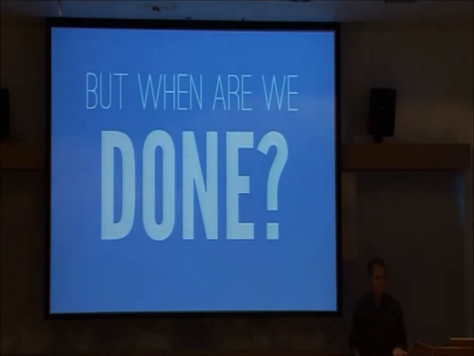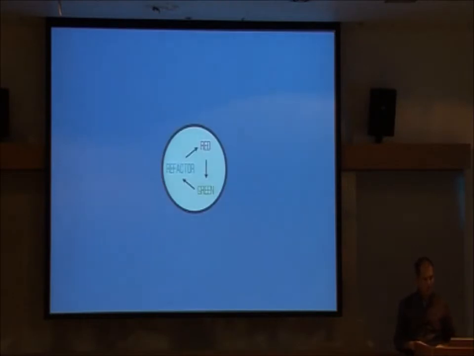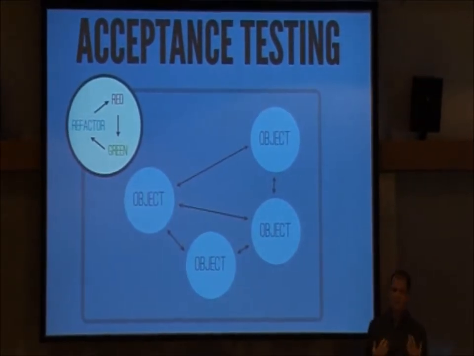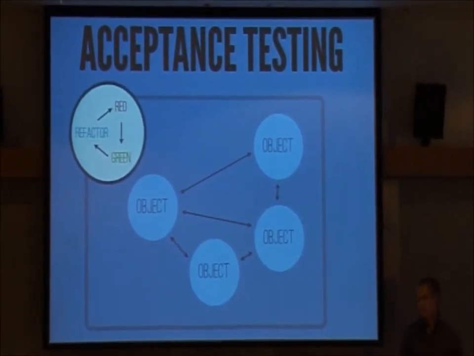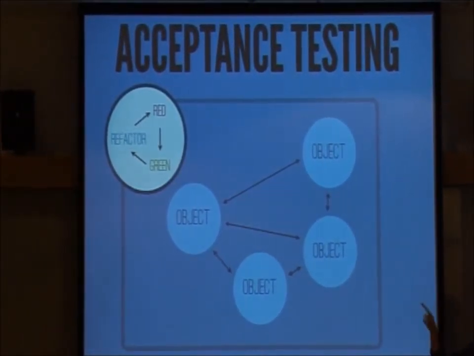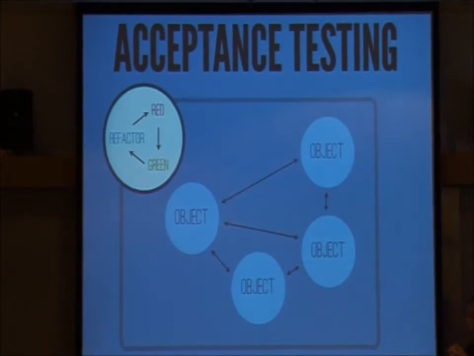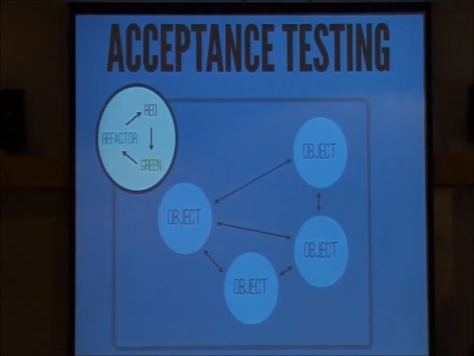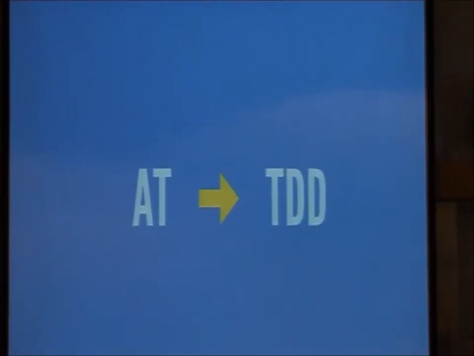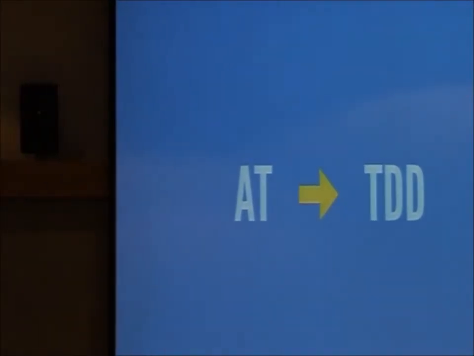But at the macro level, and we touched on that quickly in the previous talk, this cycle also applies in acceptance testing, where I'm building a feature and it normally involves more than one object. Then I do the cycle at that level, focus on this object, and come back up to the macro level to see when I'm really done. So what does it look like in practice? Acceptance testing is the way to kickstart TDD, in some cases, not always.